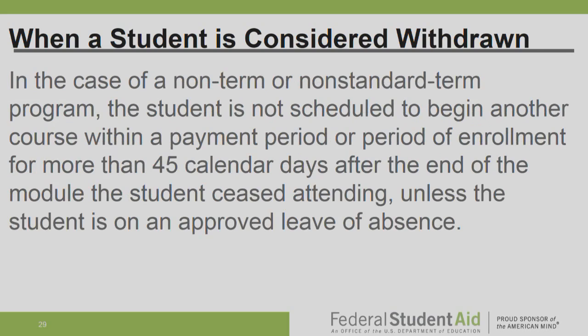Now, some things you need to consider, though, right? Especially you schools with modules, and if you have modules within a non-term environment or a non-standard term environment, we added one extra rule just to make it fun for you. Because I may have a student who withdraws within a module, and they say, that's okay, I'm going to come back, and we say that's great. But we have to count the number of days from the end of that module to the time they're going to begin attendance again. And if it's more than 45 days, we don't care. Again, it is a withdrawal. We must do an R2T4 calculation. Okay? It is a withdrawal if it's more than 45 days.